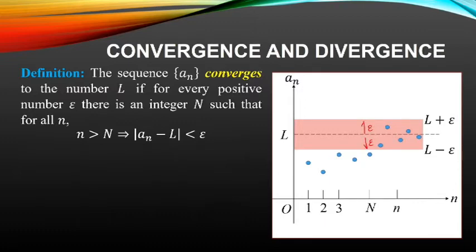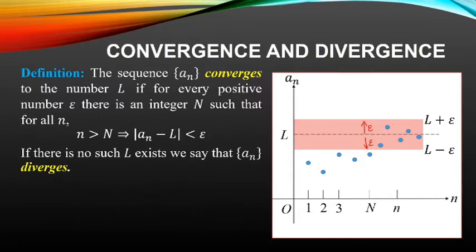So, absolute distance. So, kung nasa taas o baba man, yung a sub n, nasa loob pa rin siya ng distance na epsilon away from L. So, that means, as n increases, hindi na siya lalabas dyan sa distance na yan.